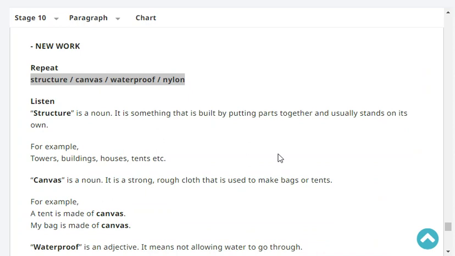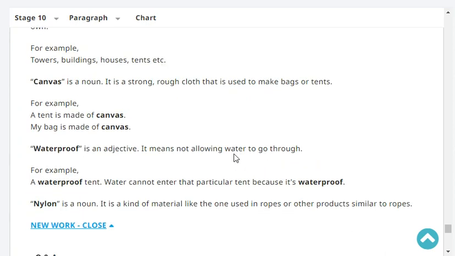Okay, listen. The word structure is a noun. It is something that is built by putting parts together and usually stands on its own. For example, towers, buildings, houses, tents, etc. Canvas is a noun. It is a strong, rough cloth that is used to make bags or tents. For example, a tent is made of canvas. My bag is made of canvas.